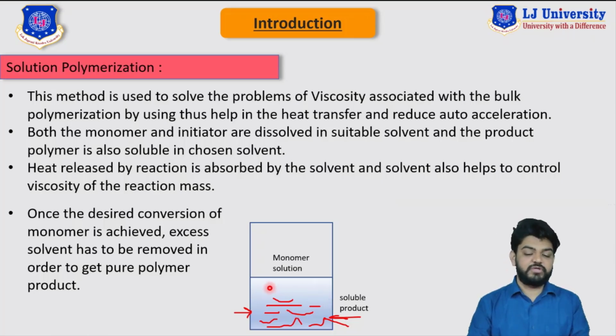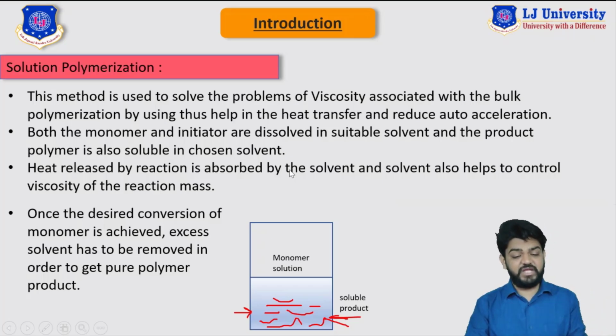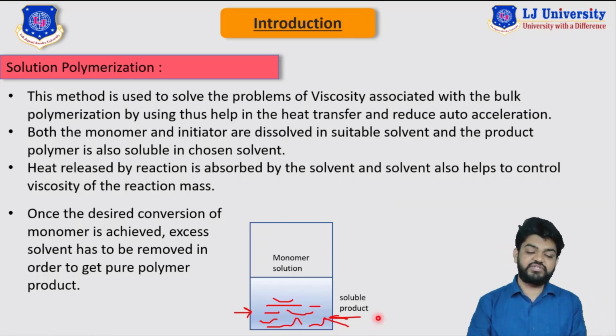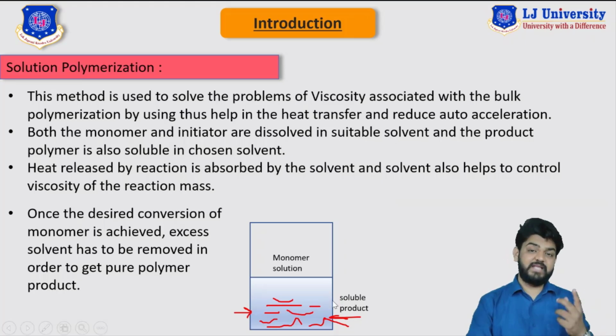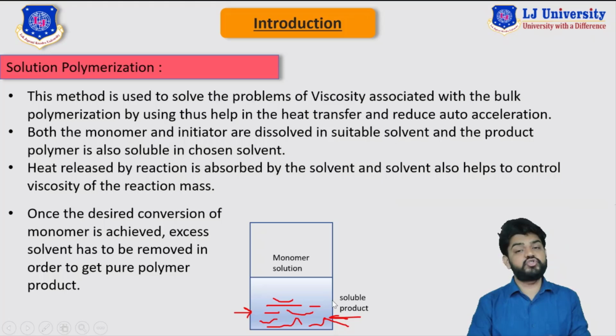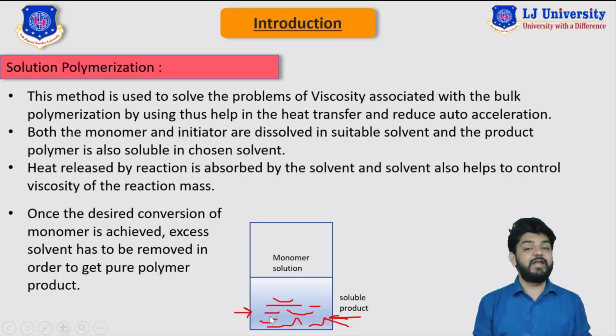So now on the application of heat, whenever I supply a sufficient amount of heat, either by means of some external source or by radiation, this polymerization reaction will carry on, right? And it will generate polymer. But again, the polymer produced is also soluble in the solvent. And this solvent will also help to control the heat transfer and mass transfer operations, and it will also reduce the viscosity effect, right?